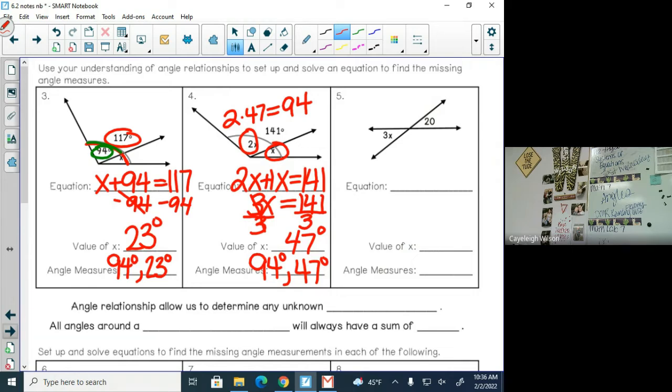All right, let's look at number 5. What type of angles is number 5? Vertical. And I know that vertical angles are across from each other and they are equal. So I know that these two angles, 3x and 20, are vertical, they're across from each other, so they are equal.